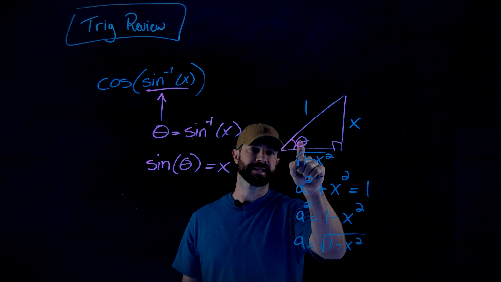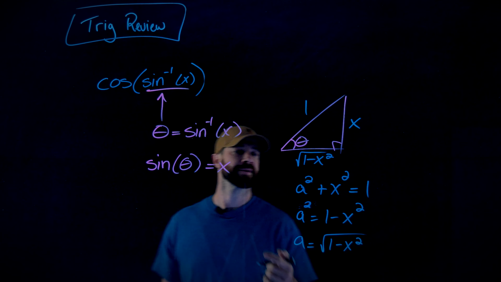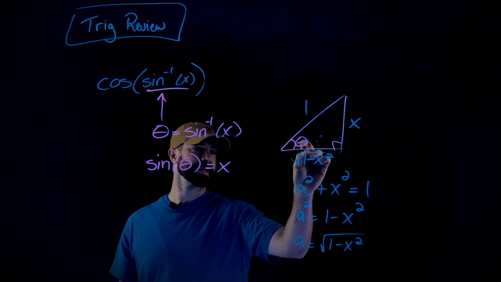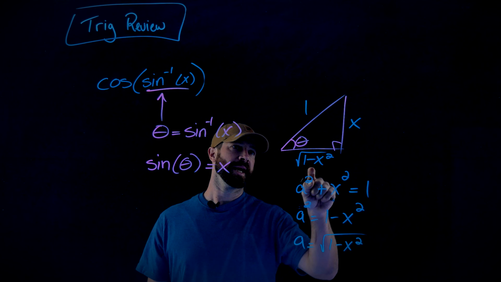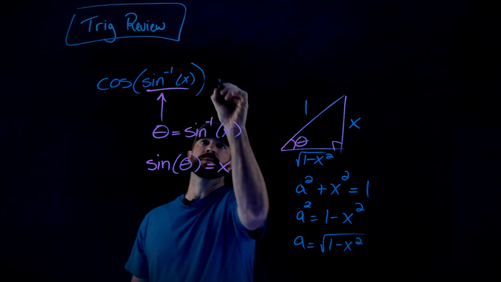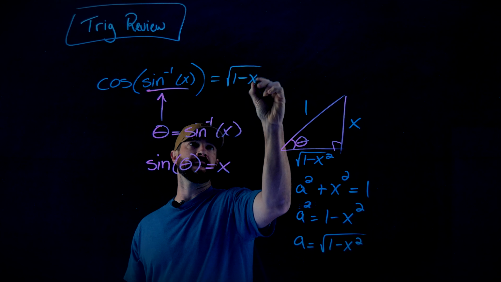Given the information that the sine of this angle right here is x, the cosine then, so now I'm trying to find the cosine of this angle, is the answer to this. And the cosine is the adjacent side divided by the hypotenuse, which actually ends up just being the square root of 1 minus x squared.